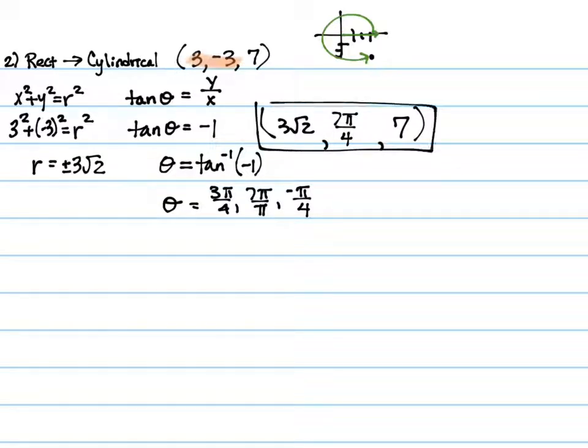If you had chosen the negative 3 square root 2, what would have happened up here instead is that you would have started out by going left.